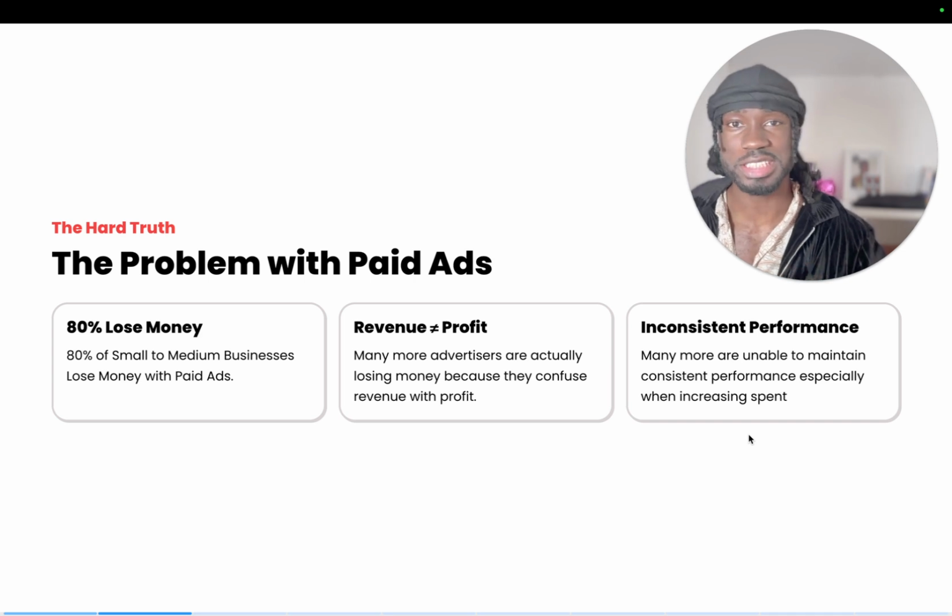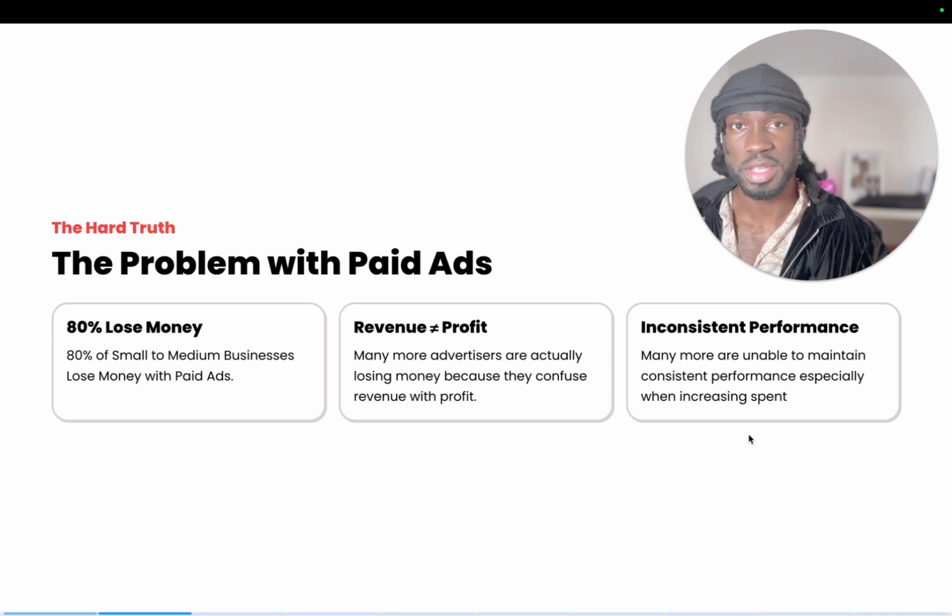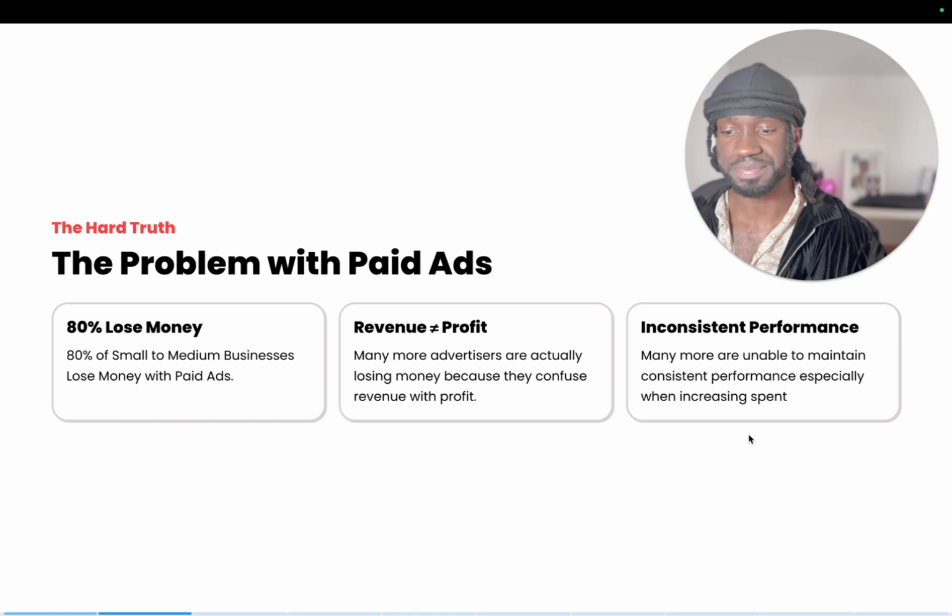And many more are probably losing money because they're confusing revenue with profit. Just because your ad is maybe a 2x ROAS doesn't mean you're profitable, once you take out product costs, paying your team, all kinds of different things. And a lot of people deal with inconsistent performance. I know I've definitely dealt with it as well.